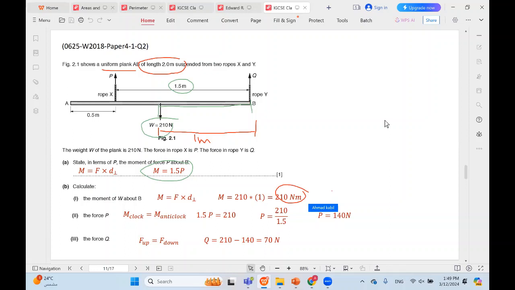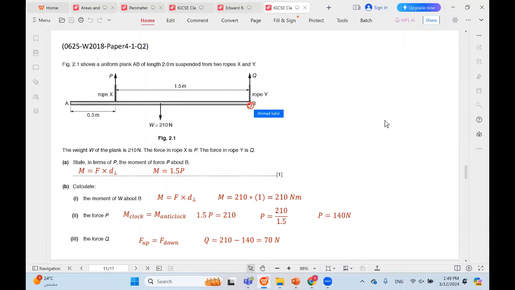Now we want to find the force P. How do we find the force P? We take moments about a certain point. Here, they seem to have required moments about point B. So let's just take our pivot at point B and calculate all the moments we want. Of course, Q will have 0 moments because Q is acting at B, so there is no distance to begin with. And the moment of the force P about B is 1.5 P, and this is the clockwise moment here.